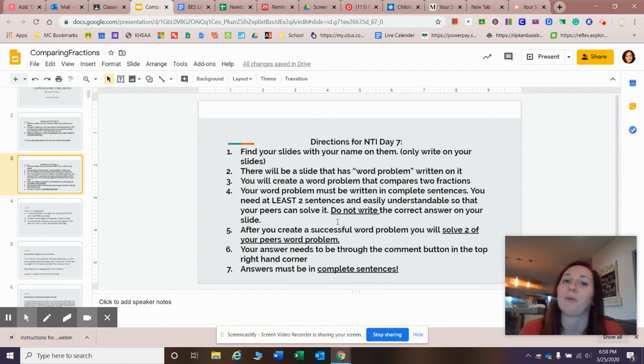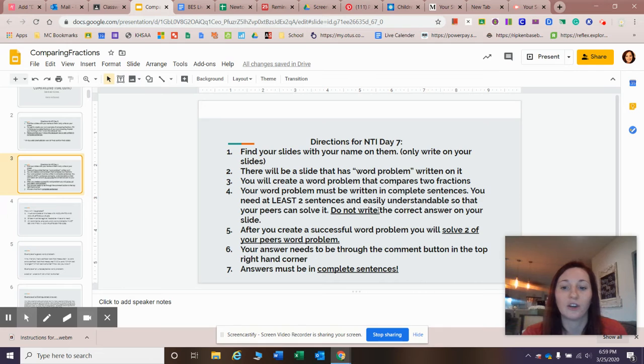Number 3, you will create a word problem that compares two fractions. I gave you some good examples on that on NTI Day 5 on your quiz. Your word problem must be written in complete sentences. You need at least 2 sentences, and it's easily understandable so that your peers can solve it. This is huge. It has to be written in complete sentences. It has to look like a 3rd grader wrote it. And it has to be able to be solved by your peers. If it's a big, hot mess and your peers can't read it, then they can't solve it. So you need to really make sure that it is legible, meaning readable.